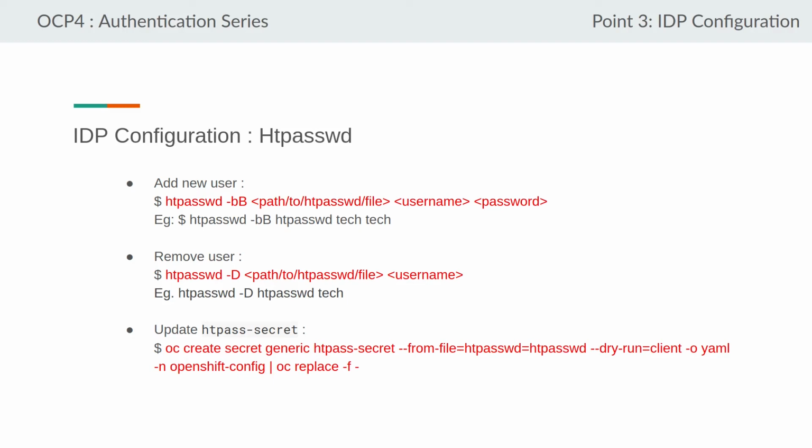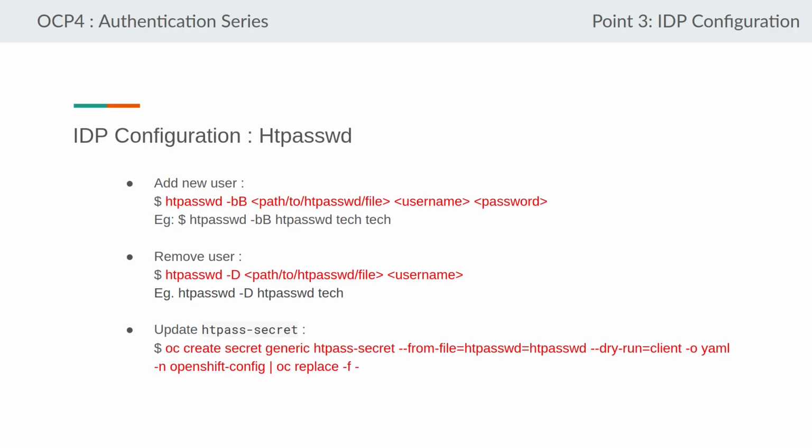Once you modify the stpasswd file, make sure you update the stpass-secret with the command oc create secret generic stpass-secret --from-file=stpasswd=path to stpasswd file --dry-run=client -o yaml -n openshift-config, and oc replace -f.